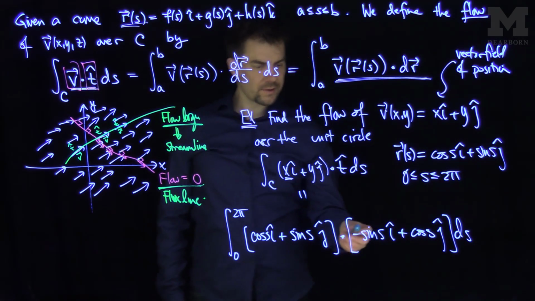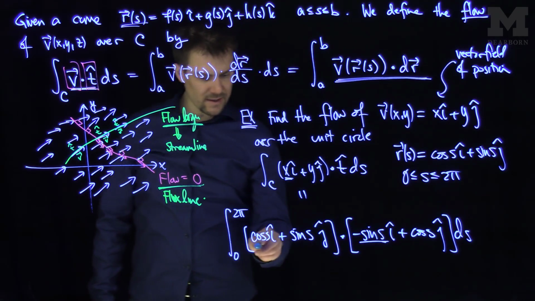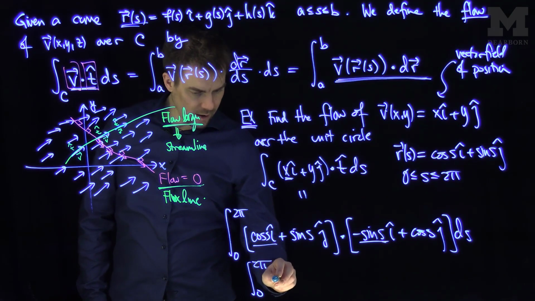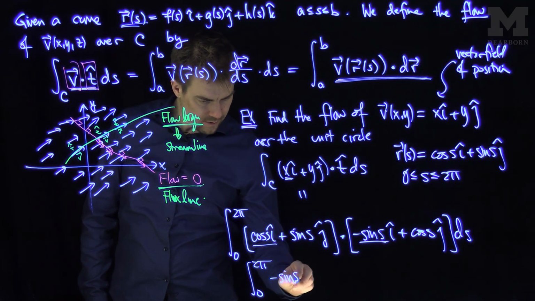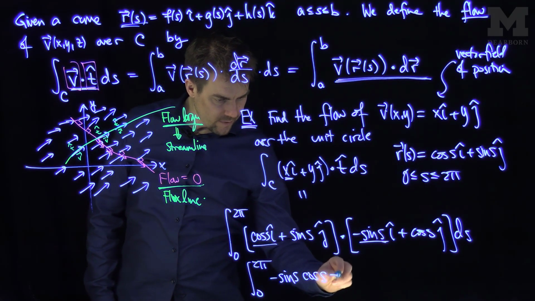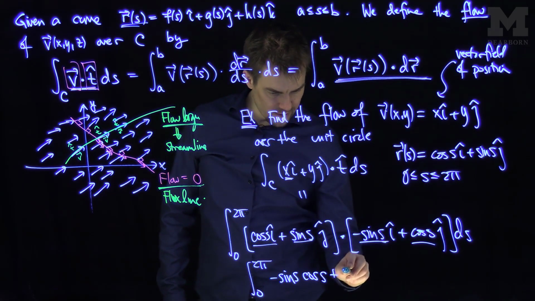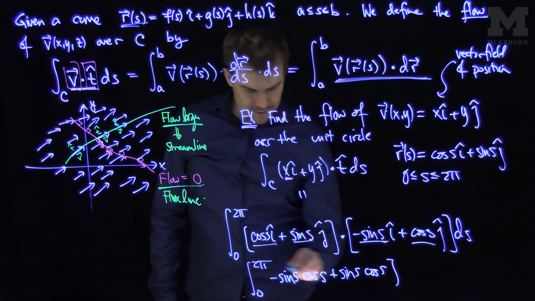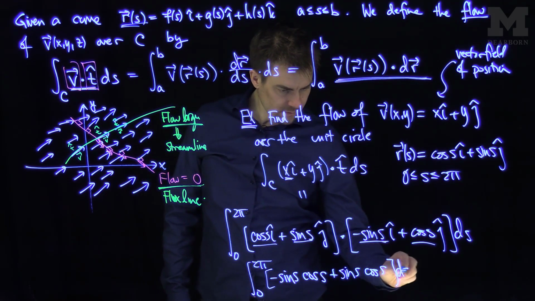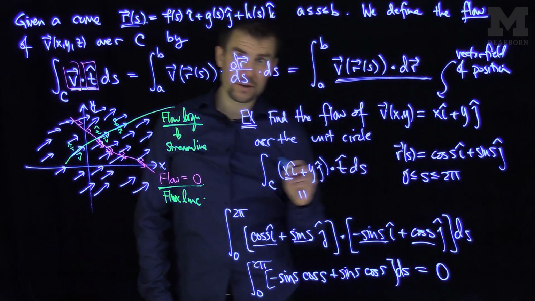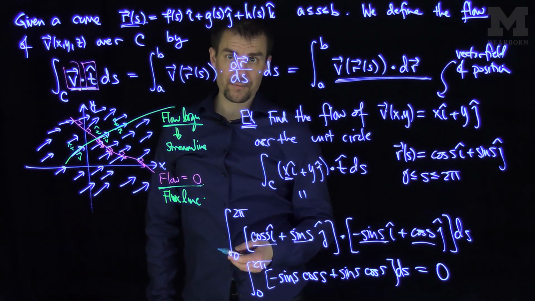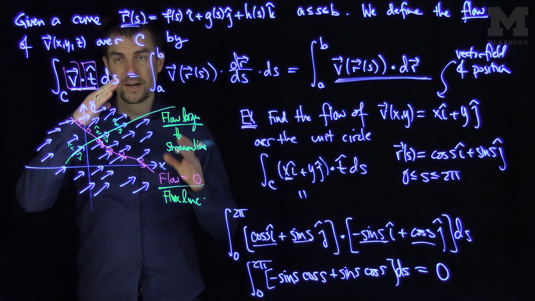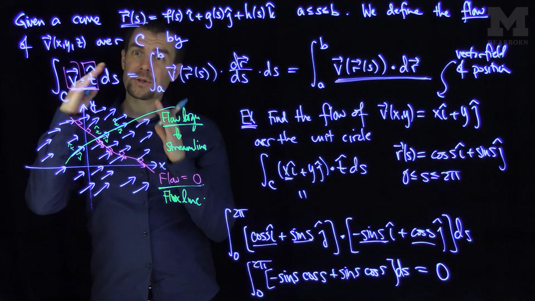Okay? Well, now in the dot product, the first term, I'll have negative sine times cosine. So I'm going to have the integral from 0 to 2 pi of negative sine s cosine s plus sine s times cosine s ds. And that is just 0 because the terms cancel out. So I have 0. So what does 0 say?